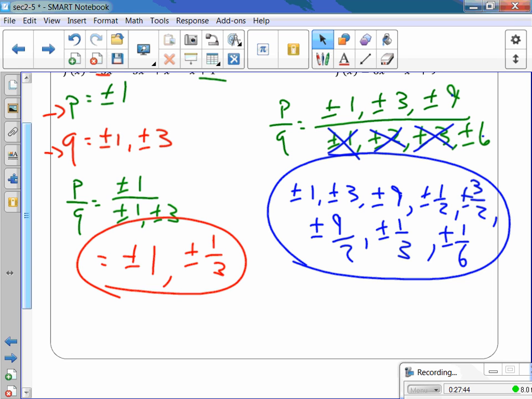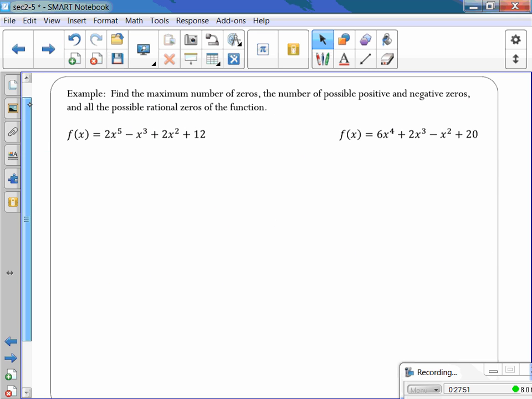Find the maximum number of zeros, the number of possible positive and negative zeros, and the possible rational zeros of the function. So what degree polynomial do I have here, Miriam? 5th degree polynomial. So what is the maximum number of zeros I can have? Maximum number of total zeros. Oh, 5. Jumping ahead of me. So 5 total.